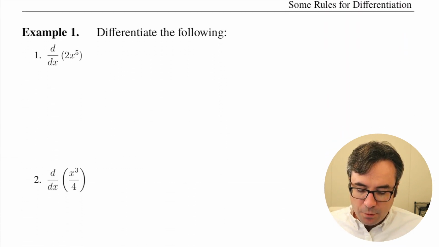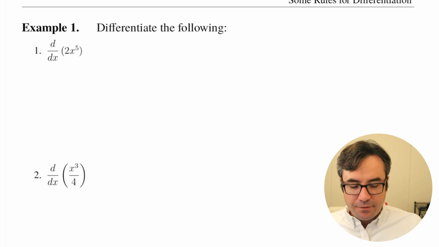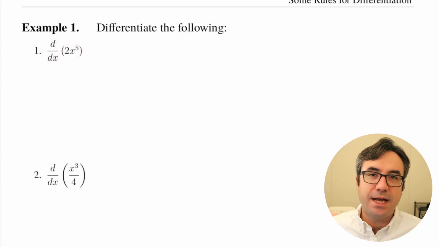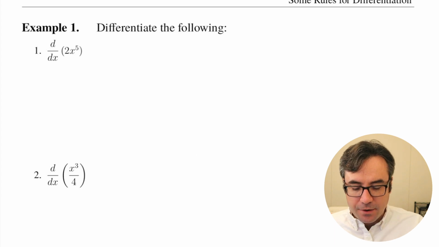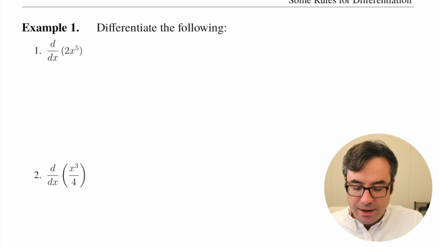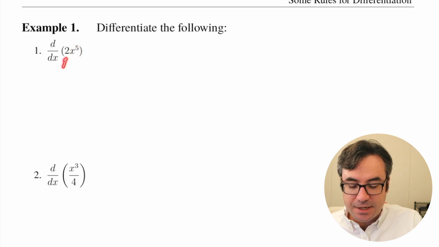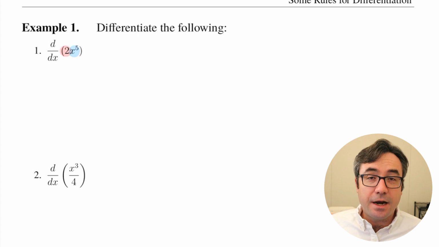Let's look at example 1, and we're going to look at these two. In the first one here, we're going to differentiate the function 2 times x raised to the power 5. And what we have here is a constant multiple. We have a variable term, x raised to the power 5, times this constant 2. So this is a constant multiple.